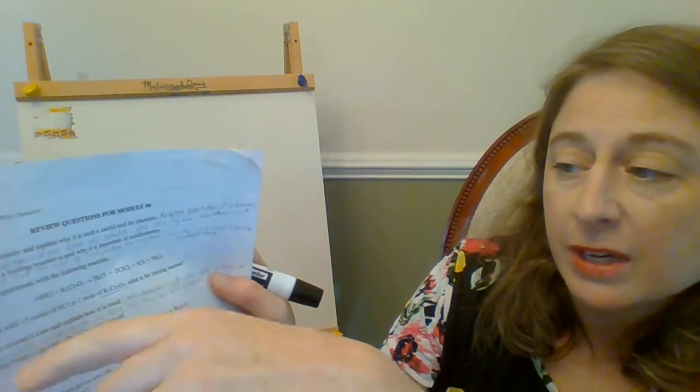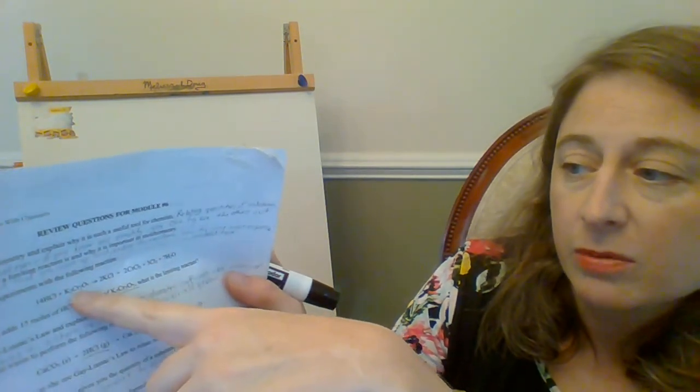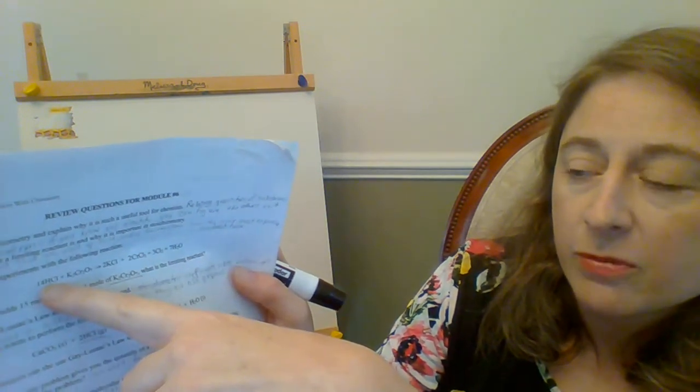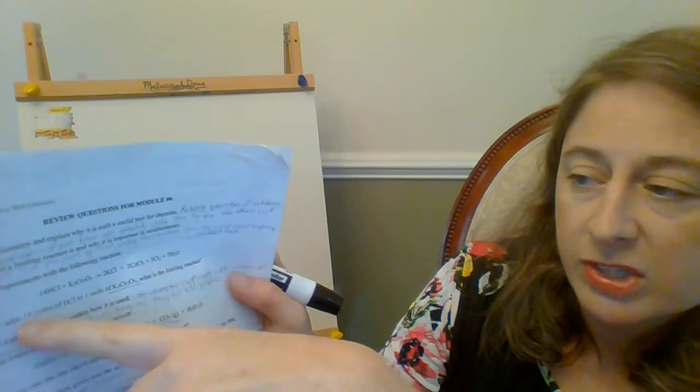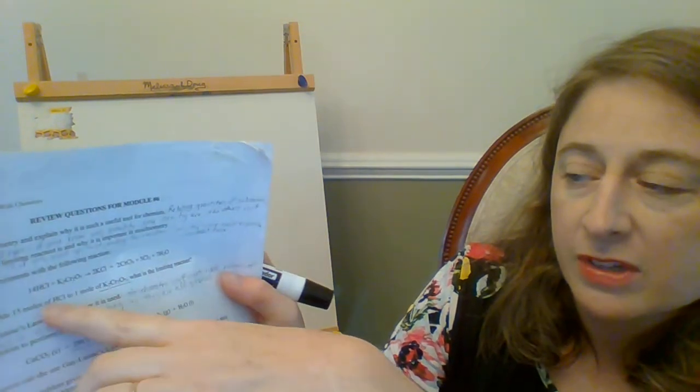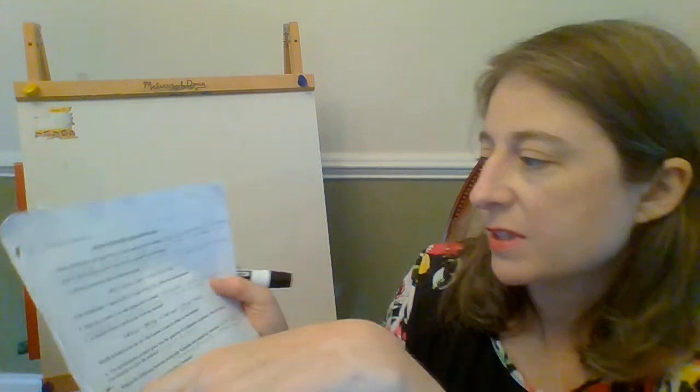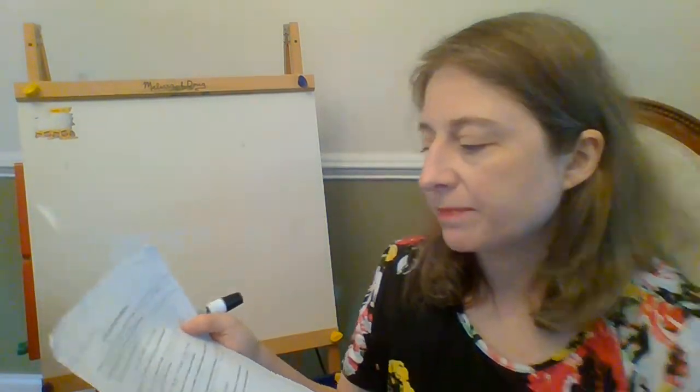So the limiting reactant will run out first. So we're going to run out of potassium dichromate once we use up 14 moles of the HCl, but we have 15 moles of the HCl, so it won't run out. The potassium dichromate will run out first, the K2Cr2O7.